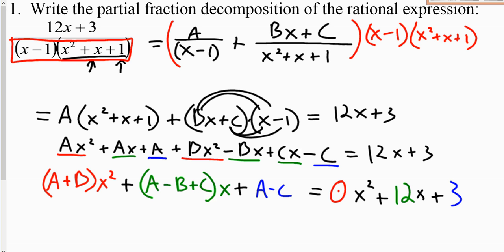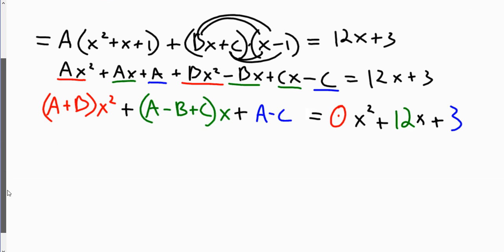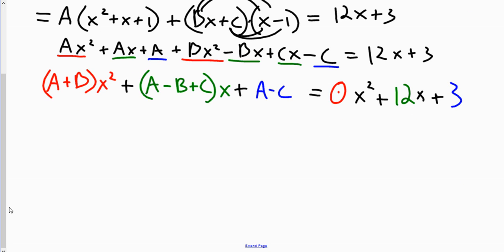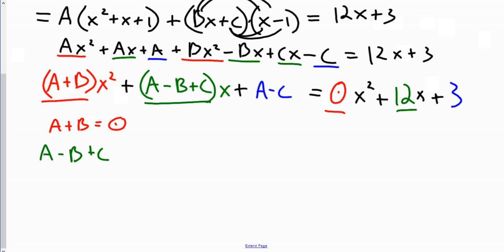Okay, so now I notice I have that grouping, and now I'm going to set up my system of linear equations here. So I know that these two values have to be equal to this. So I get a plus b equals 0. My next piece is here. I get a minus b plus c equals 12. And my last piece is a minus c equals 3.